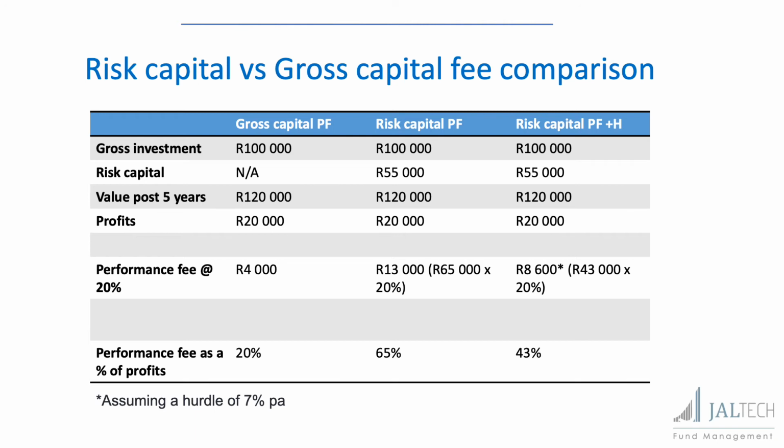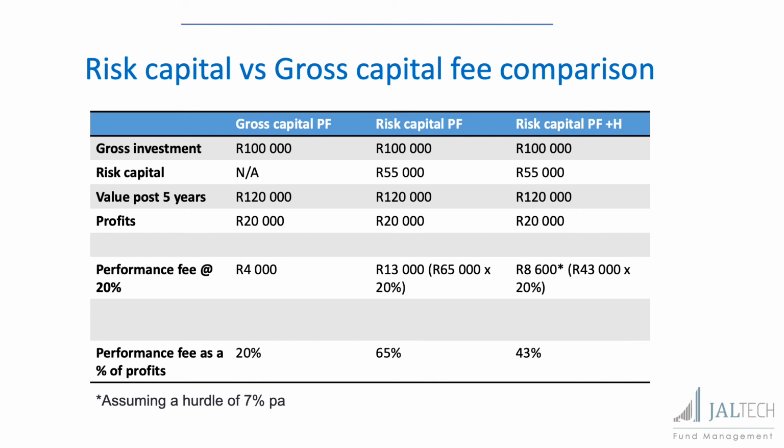Putting what I've just explained into numbers, I think you'll see that there's a significant difference. And if investors aren't cognizant of how the performance fee is charged, they will end up realizing that a large portion of the profits that they would have generated is paid away to the fund manager. So in the second column, this is a gross performance fee. If I had to invest 100,000 Rand, and the 100,000 Rand grew to 120,000 Rand, my profit would be 20,000 Rand, and a performance fee at 20% would be charged on the 20,000 Rand only, and that would be 4,000 Rand. Effectively, 20% of my profits is paid to the fund manager.